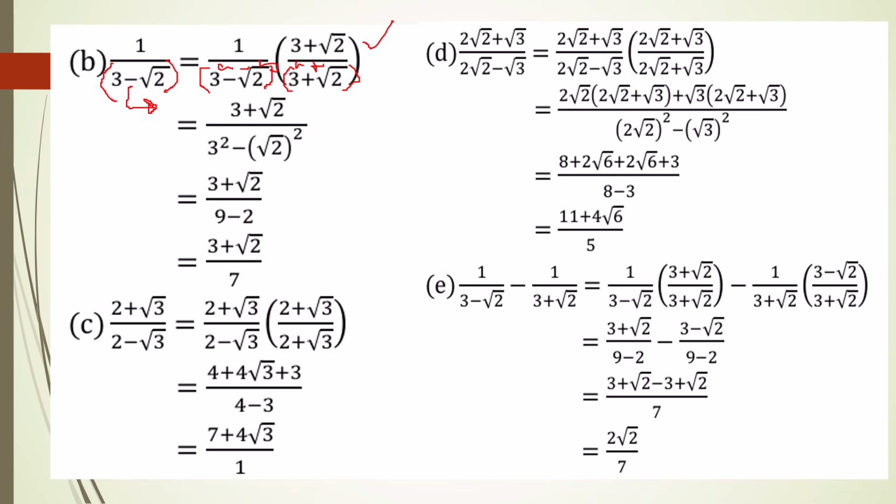So if at all you're having a difference of two squares, that means that it's going to be 3 squared minus b squared if you condense it. So your a is going to be 3 and then your b is going to be root of 2. I hope you have understood that. So you end up with 3 plus root of 2 divided by 9 minus 2. And then you're going to end up with the final answer of 3 plus root of 2 divided by 7.